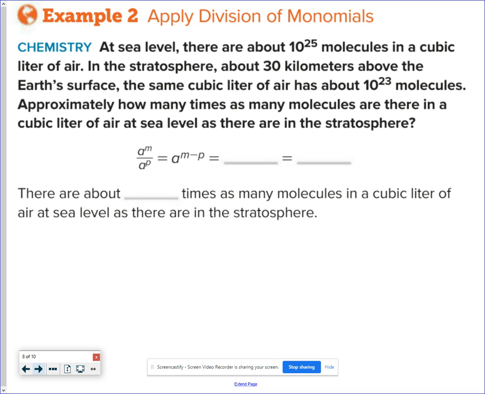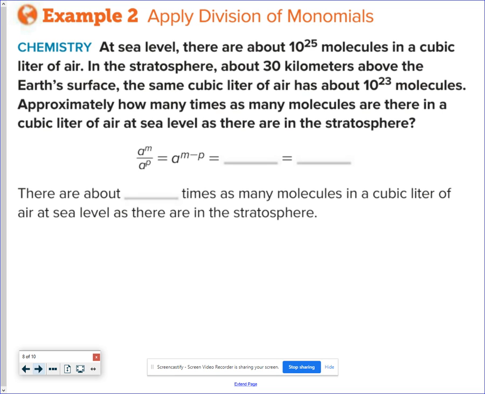Here, we're talking about molecules of air. So they're tiny, and there's a lot of them in any space that we're going to talk about. We're talking about a cubic liter of air. So at sea level, there's a certain number, 10 to the 25th, which means a 1 with 25 zeros, really, really big number. But if you're 30 kilometers above the Earth's surface, so really, really high, there's fewer molecules. That's why it's harder to breathe when you're up higher. There's just less air.